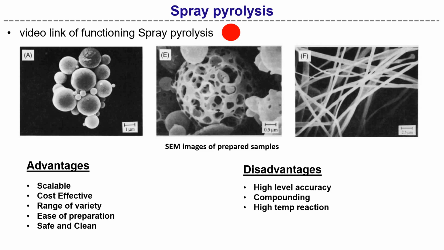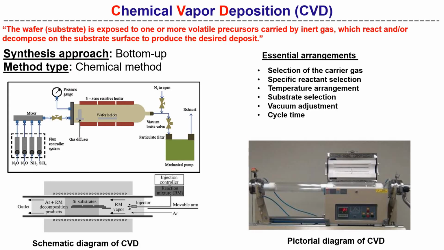So for those materials this method won't be reliable to use. Now we will be discussing the next method, which is called the chemical vapor deposition method. It is also abbreviated as CVD, where the vapor means the substrate on which we are depositing the substance, as we have discussed in the spray pyrolysis method as well. So the vapor is exposed to one or more volatile precursors carried by inert gas, which react and/or decompose on the substrate surface to produce the desired deposit.